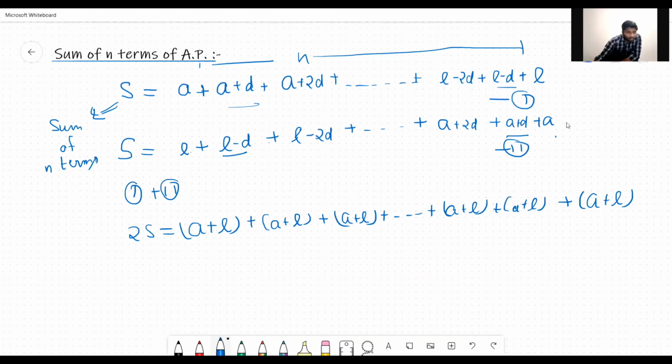These were n terms. These were also n terms. We just reversed them. So the addition of n terms to the n terms will give you in total 2n terms.